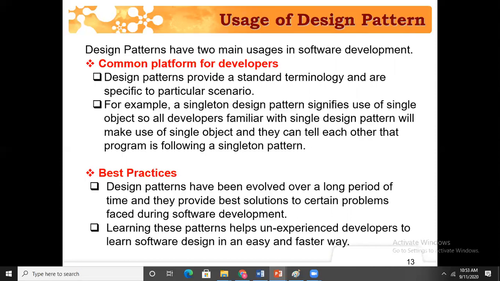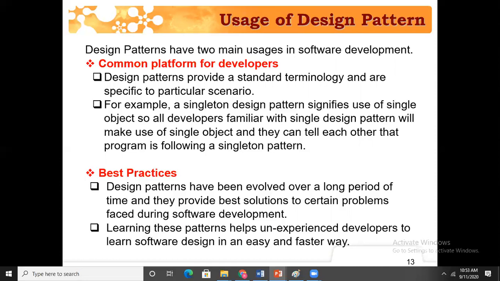A common platform means a common vocabulary gets established between all the stakeholders who are developing with design patterns, so that they can speak in terms of patterns to each other. So a common platform and common vocabulary get developed if we follow design patterns in our software development.